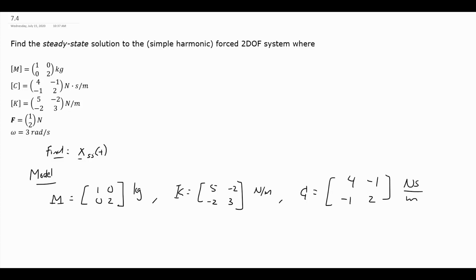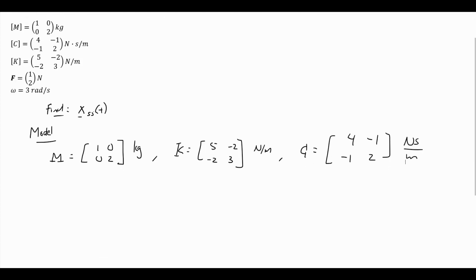Looking at these given matrices, they are all symmetric, which is going to be a rule for all of these linear systems. So that's good so far. And then on the forcing side, in base units, the force amplitude vector is 1, 2, and our driving frequency is going to be 3 radians per second.